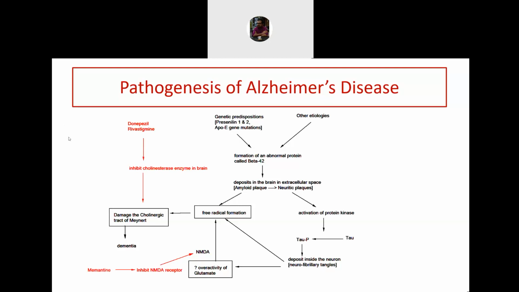So currently we have two categories of drugs, the cholinergic drugs like donepezil and rivastigmine, and the anti-glutamatergic drug like memantine. The treatment outcome is not very good, so the treatment is mostly rehabilitative. At the same time, other drugs are in trial. So this in a nutshell is the pathogenesis and management of Alzheimer's disease. Is it clear to everyone?